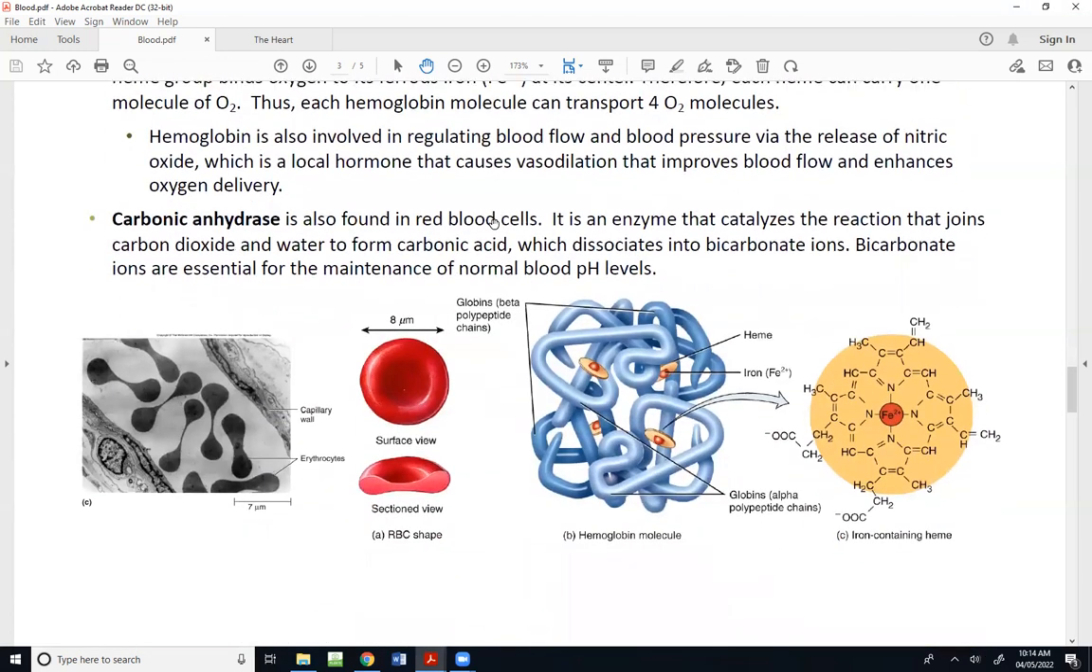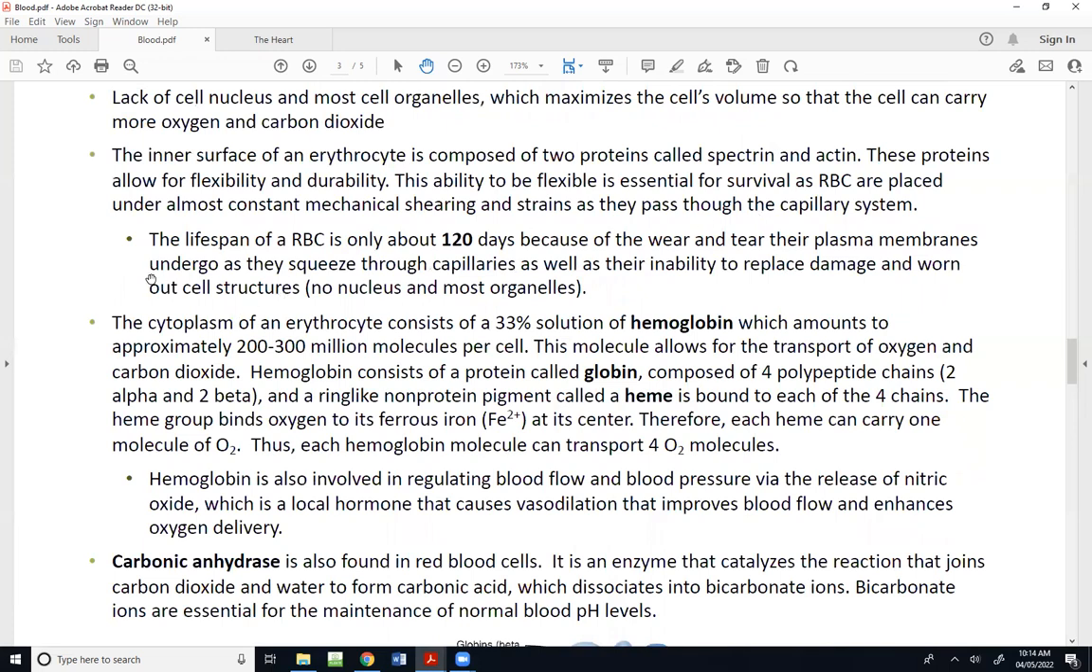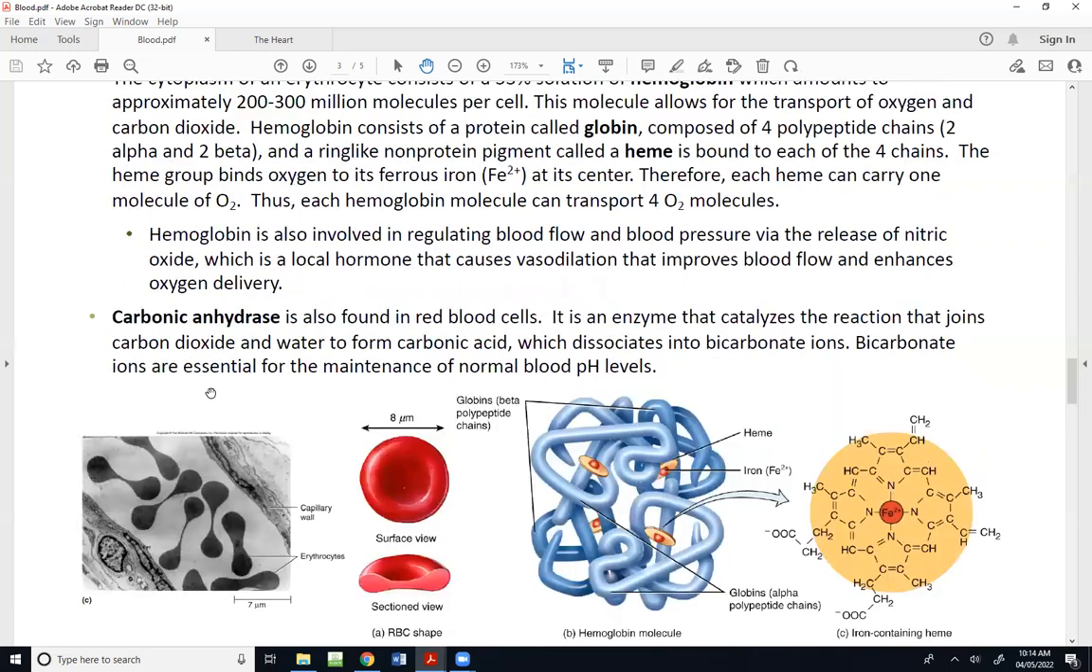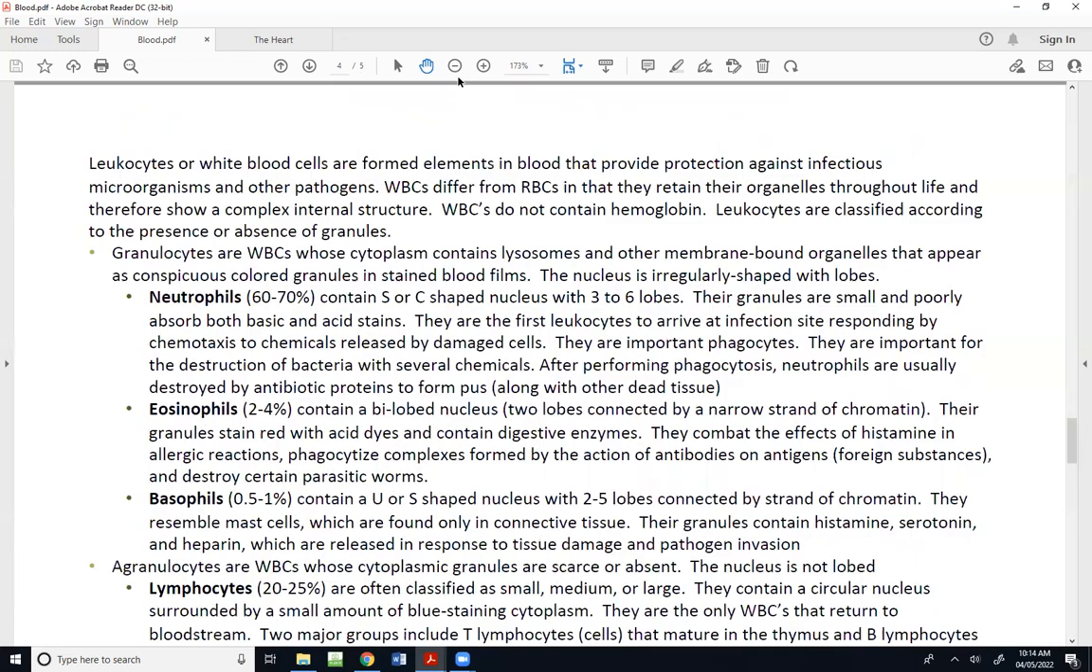The final protein in our red blood cells is called carbonic anhydrase. It is an enzyme that catalyzes, or speeds up, the reaction joining carbon dioxide and water, forming an acid called carbonic acid, which then dissociates to form bicarbonate ions. And bicarbonate ions are very, very essential for maintaining normal blood pH levels. So we've got several proteins, carbonic anhydrase, hemoglobin, spectrin, and actin, all within our very tiny little red blood cells. Okay. All right, moving on.